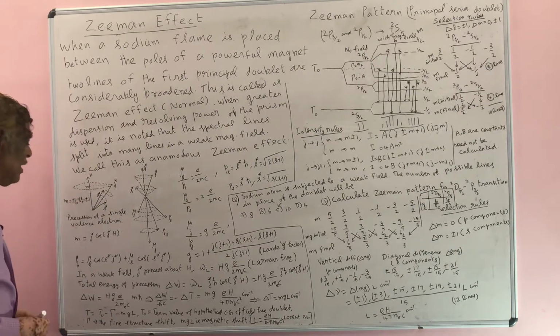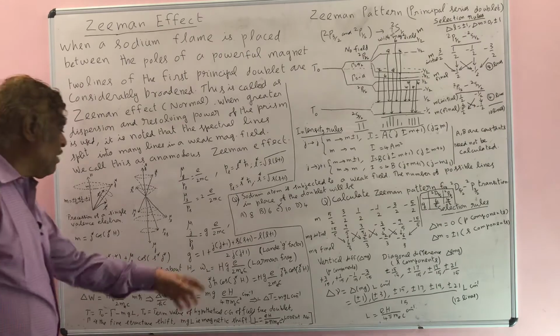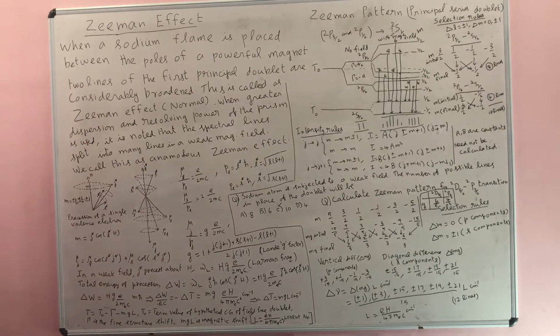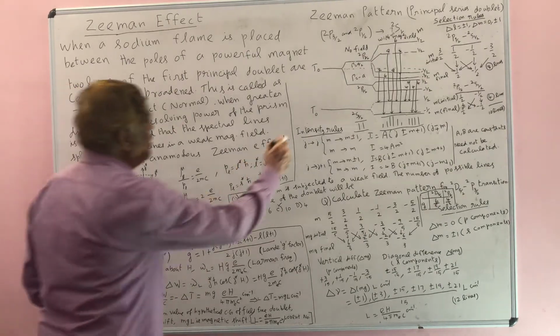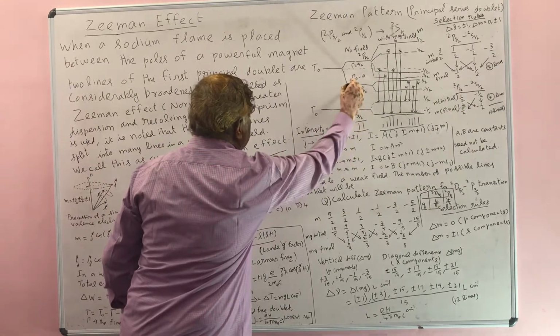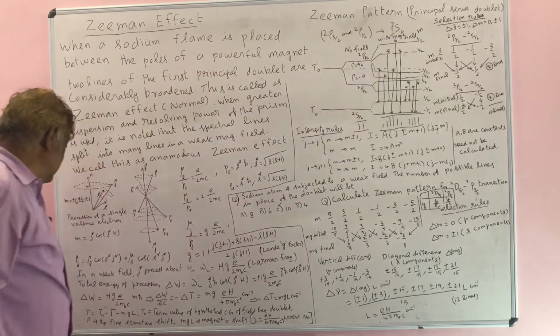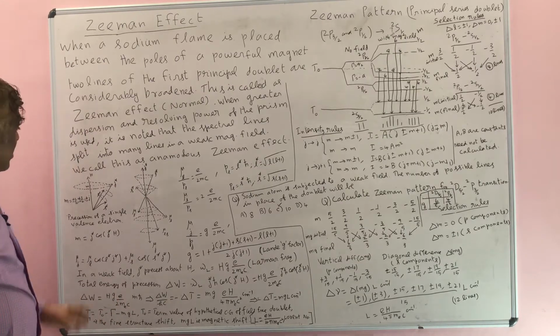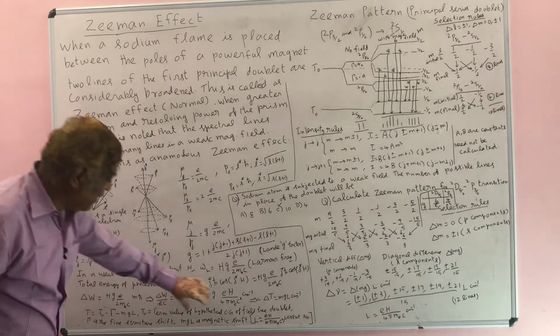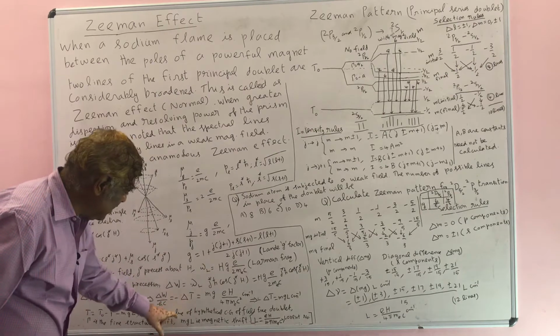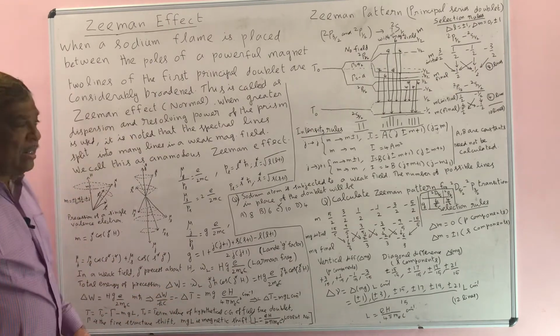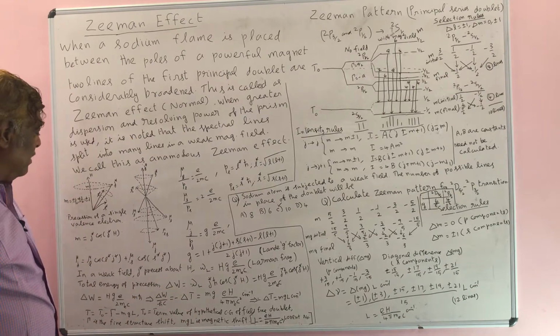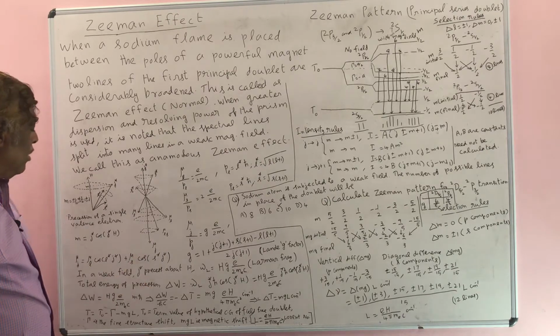But T naught is the term value of the hypothetical center of gravity of the field-free doublet. Gamma is the fine structure; because of the spin orbit interaction there is a gamma. And this term, mgl, is called the magnetic shift. Because of the application of the magnetic field, there is a shift.